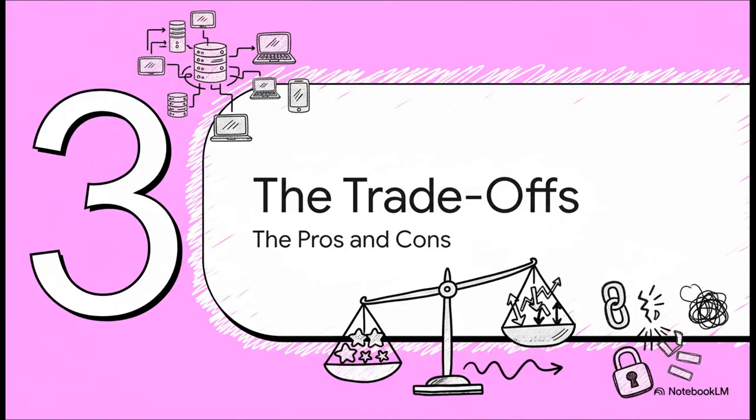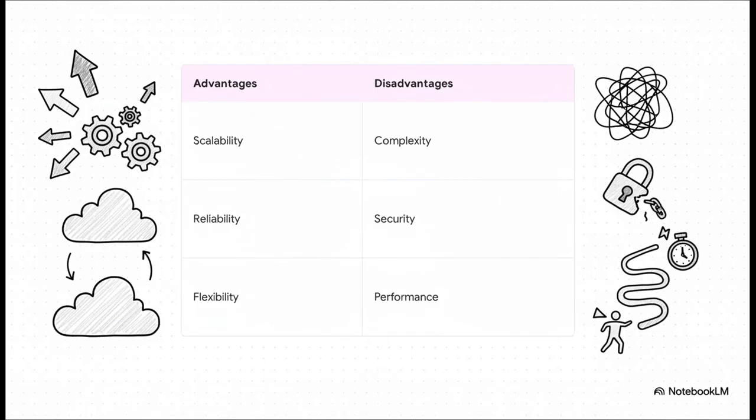Now, this all sounds pretty amazing, I know, but like with any powerful technology, it's not all sunshine and roses. There's always a trade-off. So in this section, let's get real and take an honest look at both the good and the bad of this approach. The upsides are huge, right? You get incredible scalability, you get that reliability, and a ton of flexibility. But there are trade-offs. Managing a whole team of computers is just naturally more complex than managing one. More connection points also mean more potential security risks, and sometimes the time it takes for all these devices to talk to each other can actually slow things down compared to one single perfectly optimized machine.